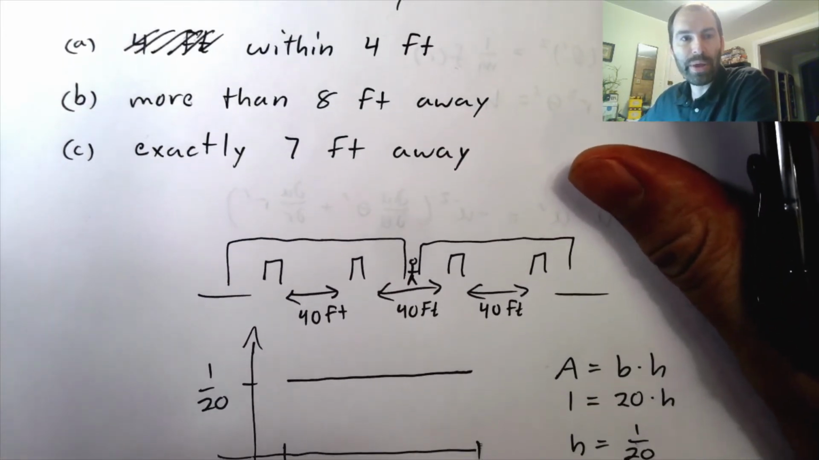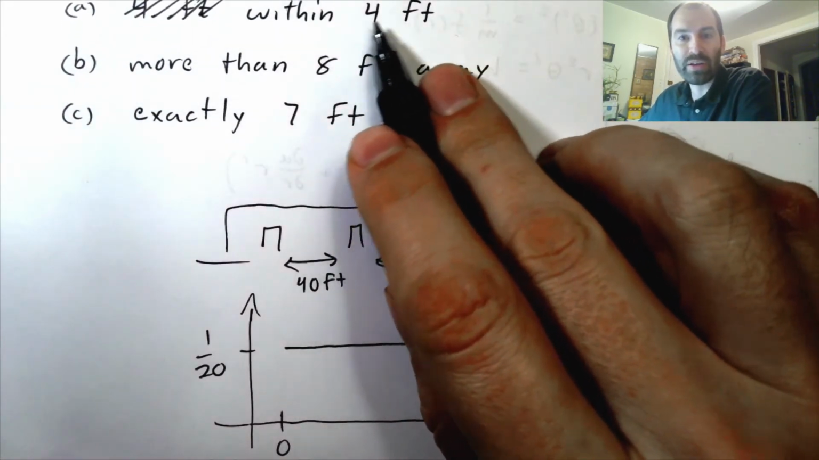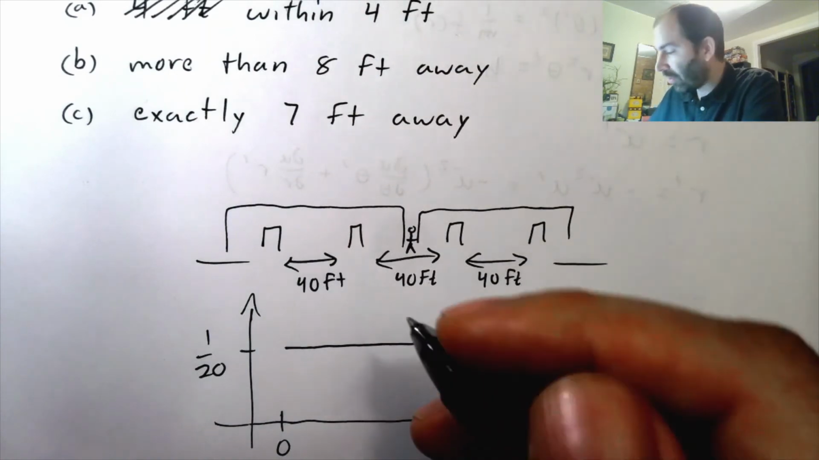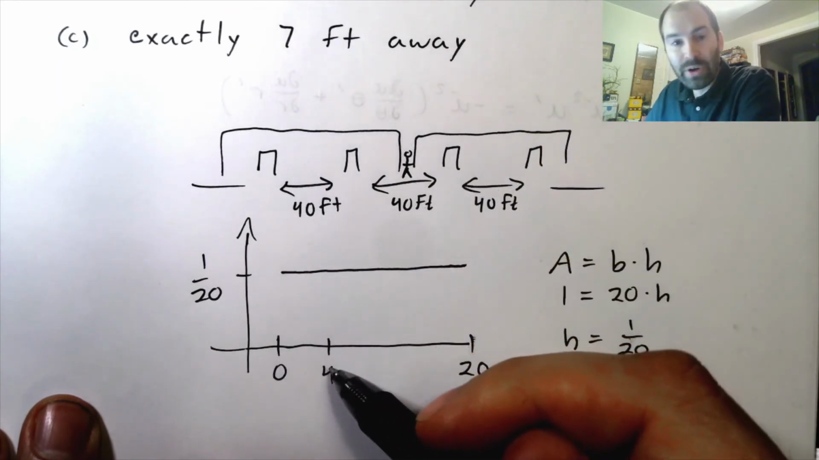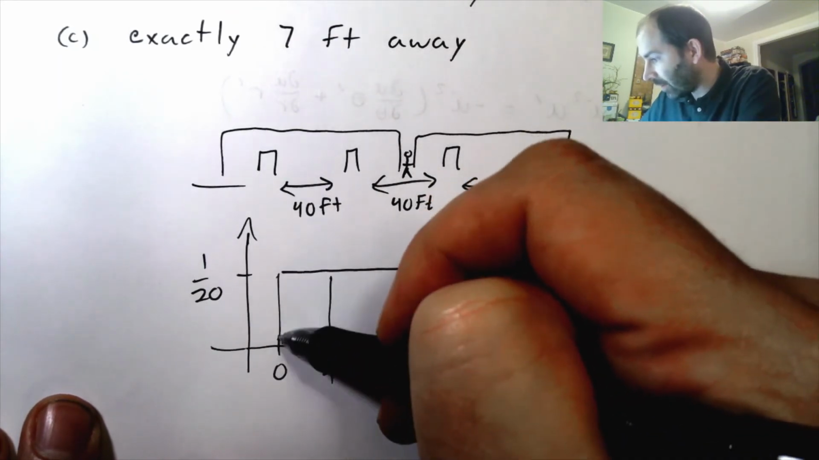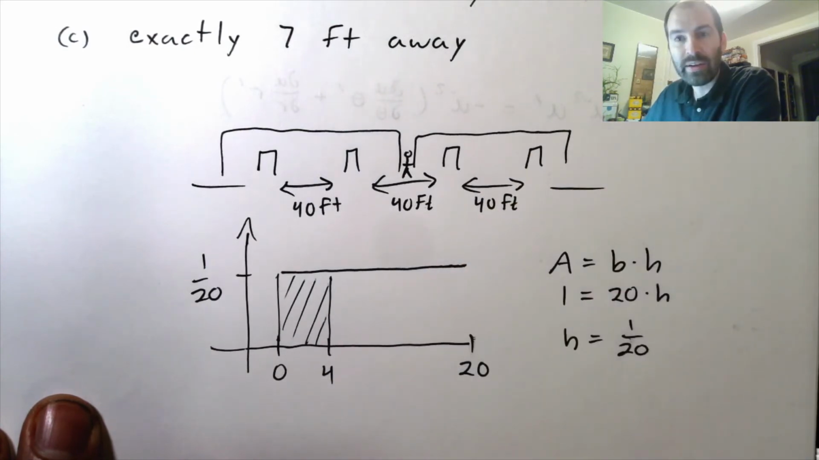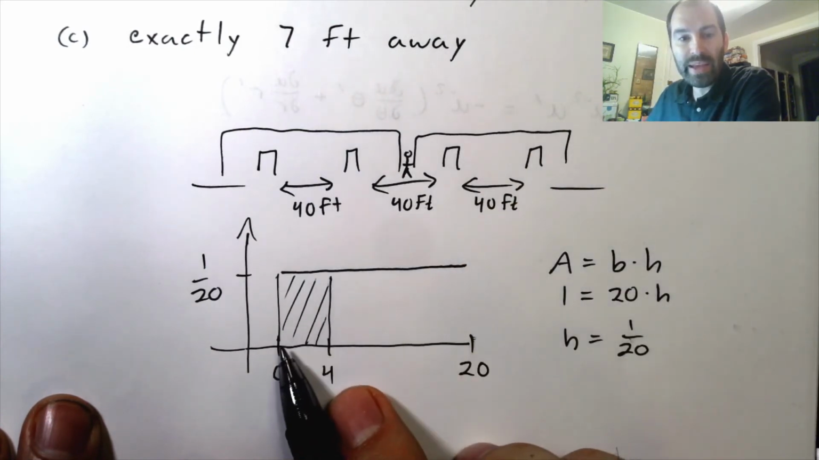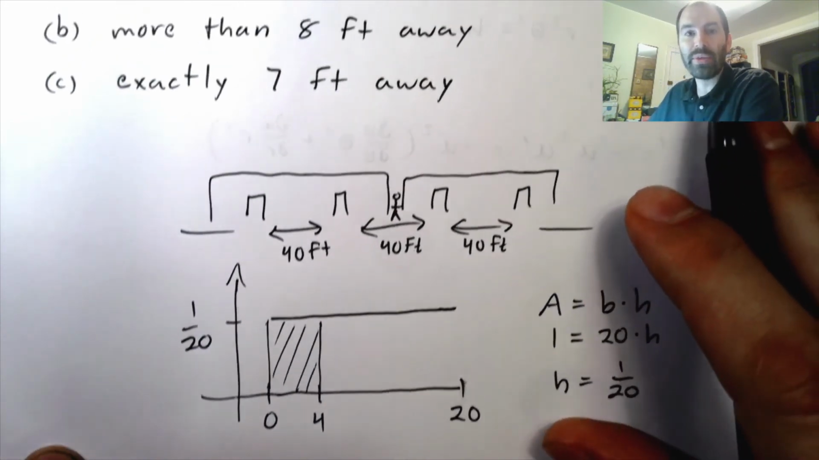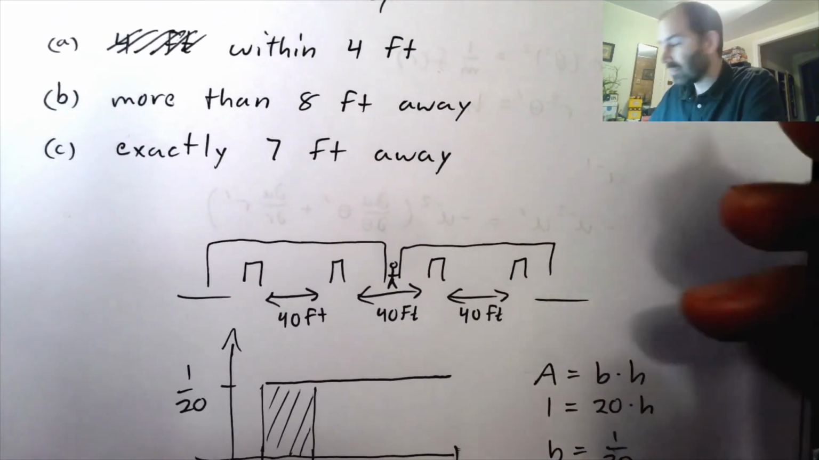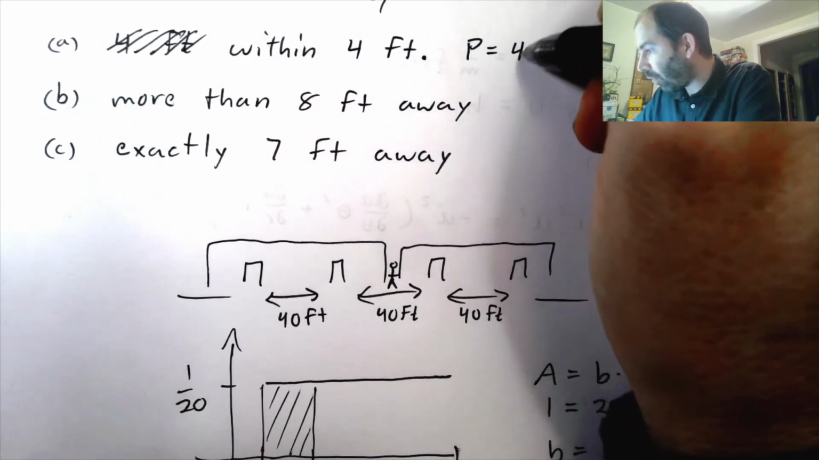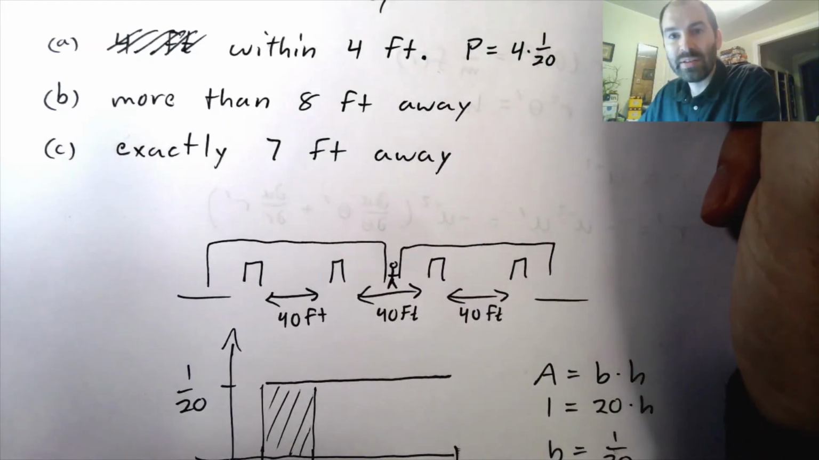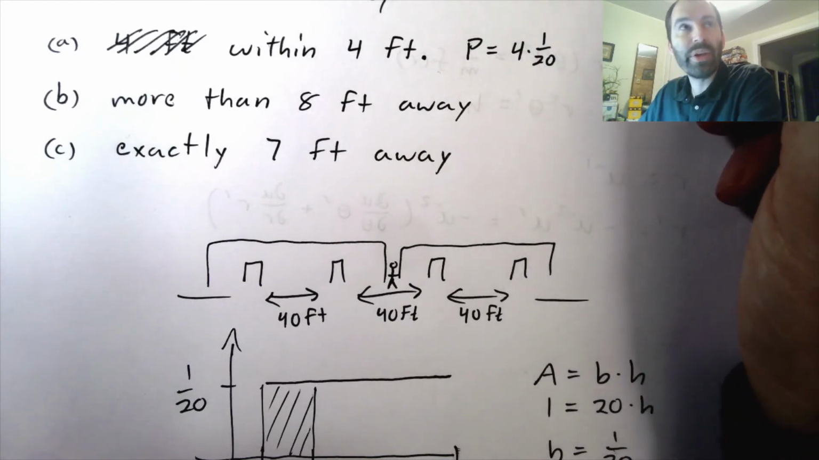What's the probability that the door stops within 4 feet of where we're standing? Well, within 4 feet means it's 0 to 4. So we're finding the area of this rectangle. The base is 4, the height is 1/20th, so the probability is P equals 4 times 1/20, base times height. If you simplify that fraction, 4/20 is the same thing as 1/5.